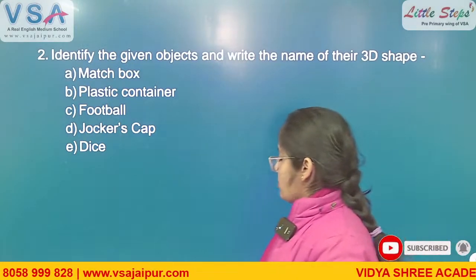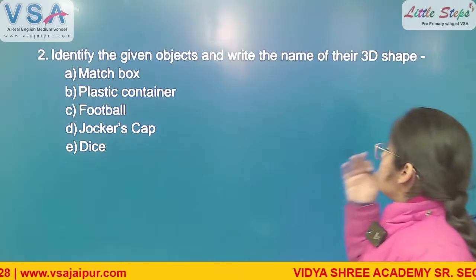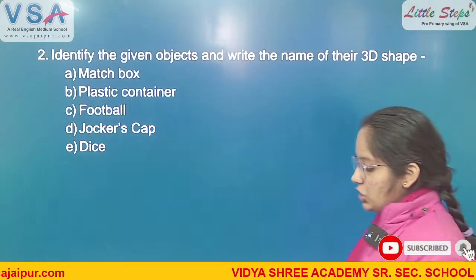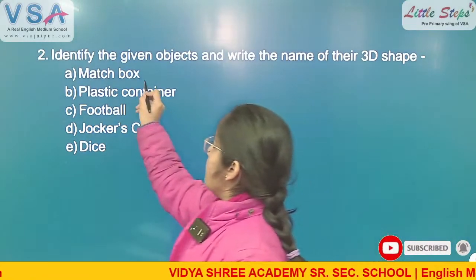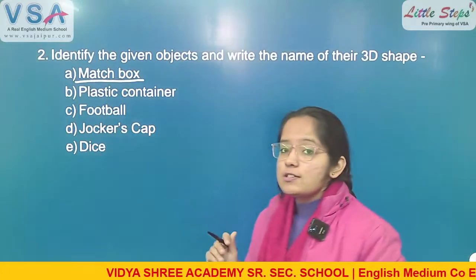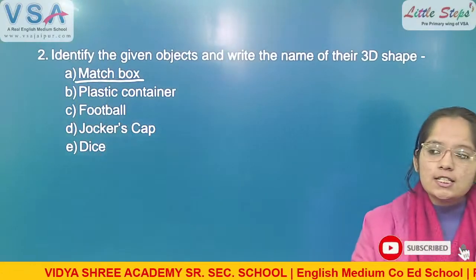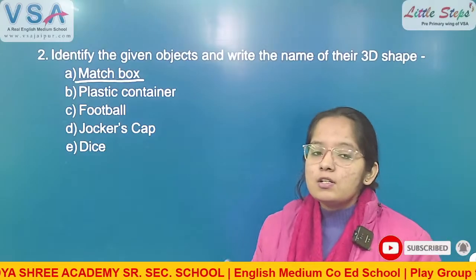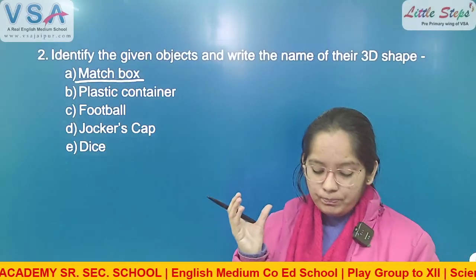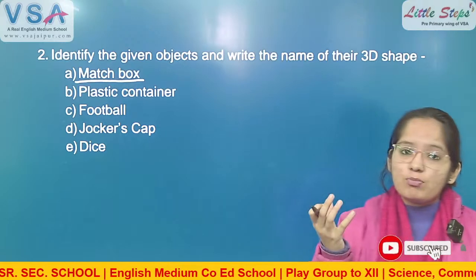Identify the given objects and write the name of their 3D shapes. First is the matchbox. Can you tell me what the shape of a matchbox is when we see it? You all have seen a matchbox, right? What is the 3D shape of that matchbox?